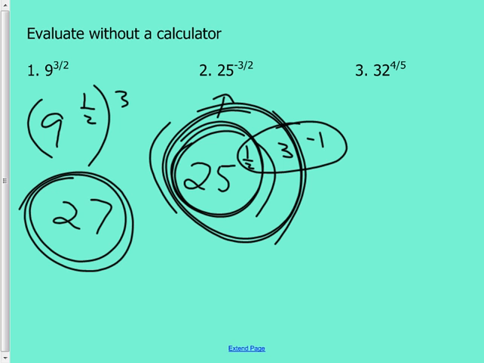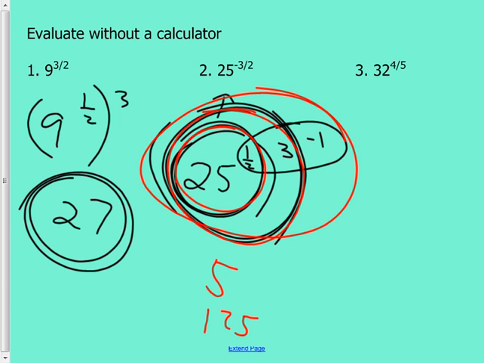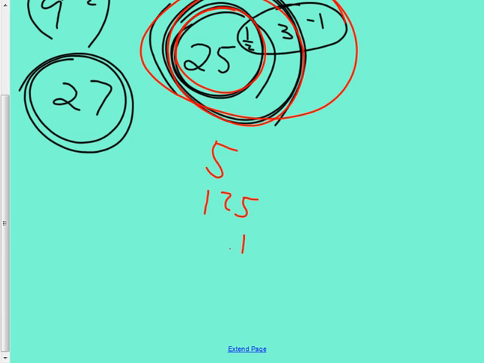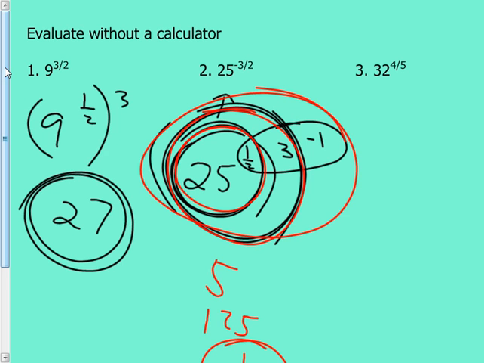You get that? So what's the square root of 25? 5. And then 5 cubed. 125. And then at the end, I do this negative 1, which makes it 1 over 125. 125th.